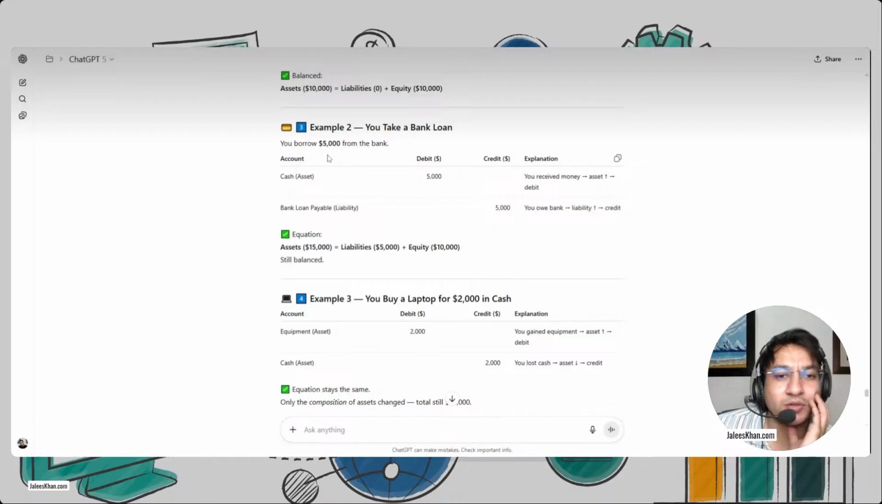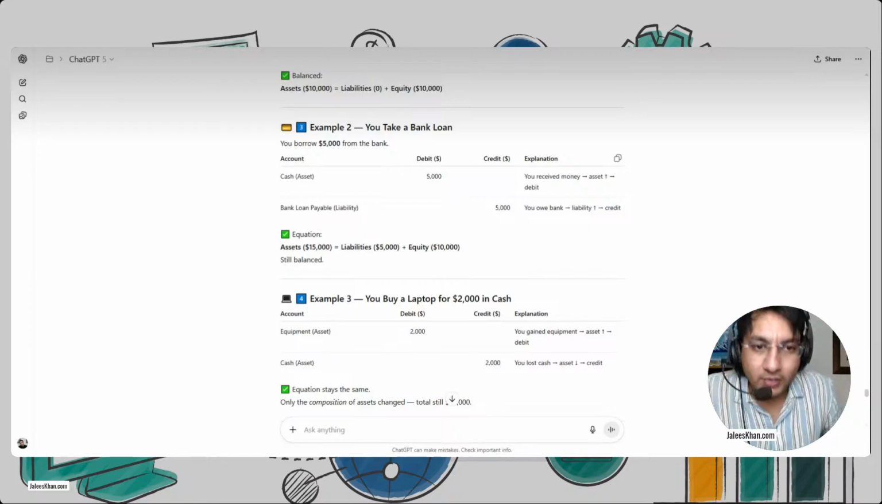Now, I borrow 5,000 from the bank. So the bank is the starting point of the transaction. So it is going to come in the credit, and the ending point of the transaction is the cash reserve of my business, which is cash assets. So it will come in the debit column because that 5,000 transaction's ending point is my business cash reserves. So that's why it is coming in the debit column.